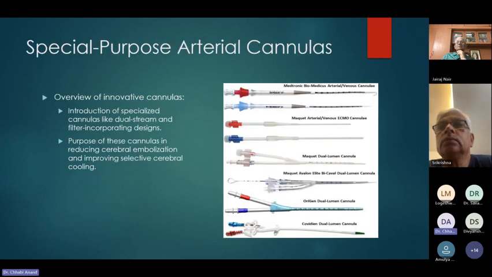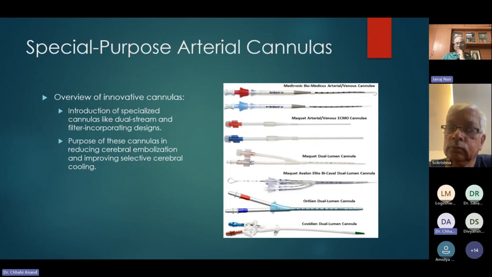Special purpose arterial cannulas. Overview of innovative cannulas. Introduction of specialized cannulas like dual stream and filter incorporating designs. Purpose of these cannulas in reducing cerebral embolization and improving selective cerebral cooling.